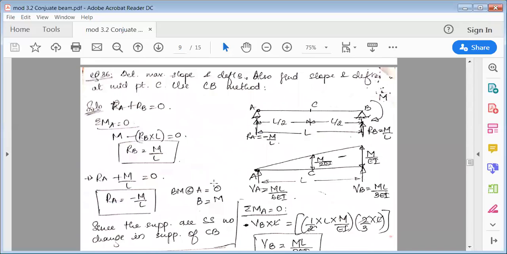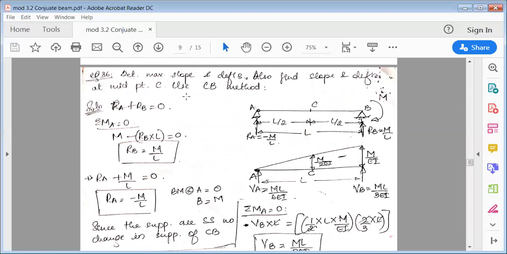All right. So in the next problem, it is determine the maximum slope and deflection. Also find slope and deflection at midpoint C. Use conjugate beam method. So here they have asked to find maximum slope and maximum deflection. But in addition to this, there is a point C wherein you have to find the slope and deflection.